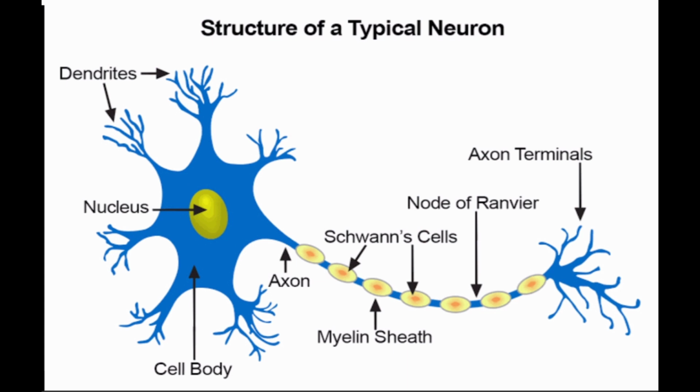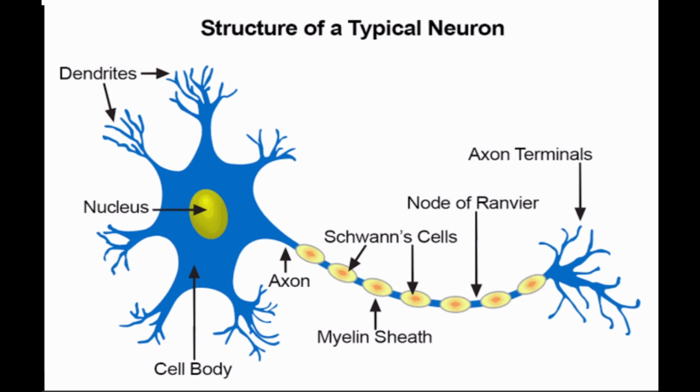Each branch terminates as a bulb-like structure called the synaptic knob, which possesses synaptic vesicles containing chemicals called neurotransmitters. At these terminals, the neuron may make contact with the dendrites of other neurons.